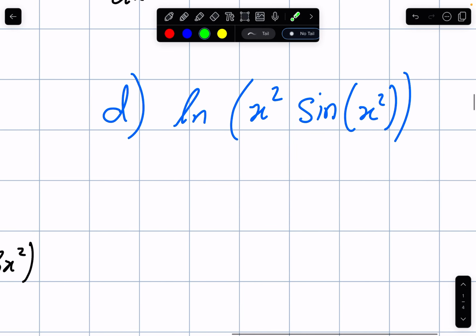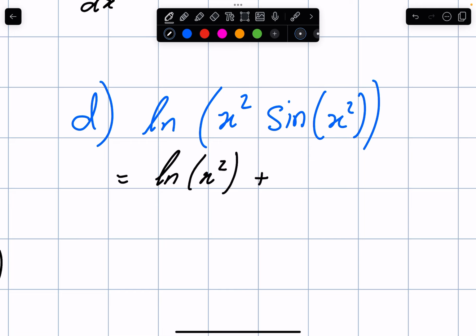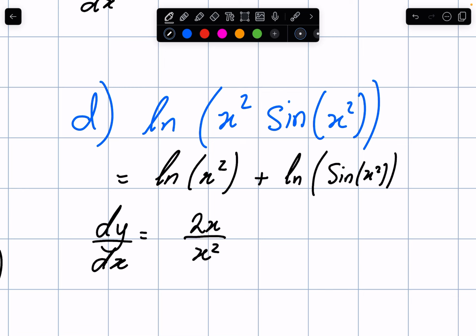So I've got the natural log of x squared times sine of x squared inside my log. So in this case, we could product rule this and then go from there. But with our log, it's much easier if we split up using our log laws. So I've got the natural log of x squared plus the natural log of sine x squared. And we know from the past video that the derivative of a natural log is the derivative of the inside divided by the original function. So dy by dx equals 2x over x squared. Now, because these are separated by a plus, I can do them individually.